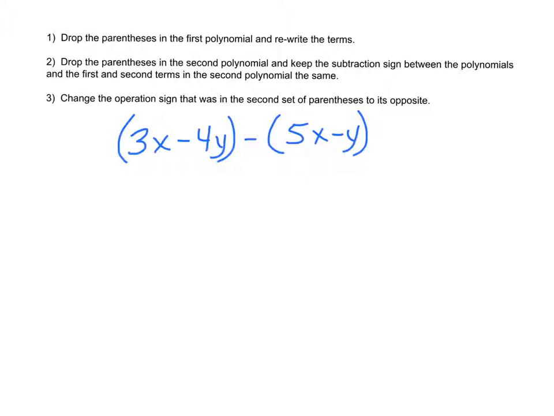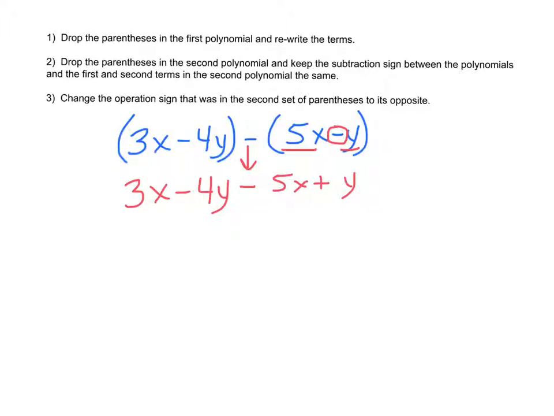Okay, in order to do this problem, I'm going to drop the parentheses in the first polynomial and just rewrite the terms that I have. So I have 3x subtract 4y. I'm going to keep the subtraction sign the same. I'm also going to keep the terms in the second set the same, but I am going to take the opposite of the subtraction. I'm going to make it addition.